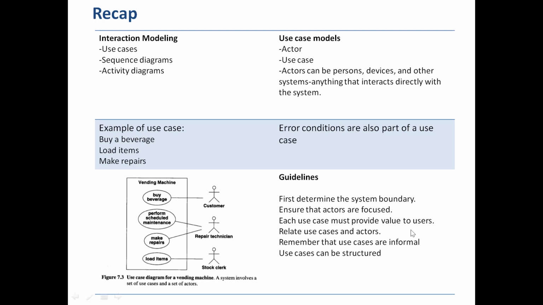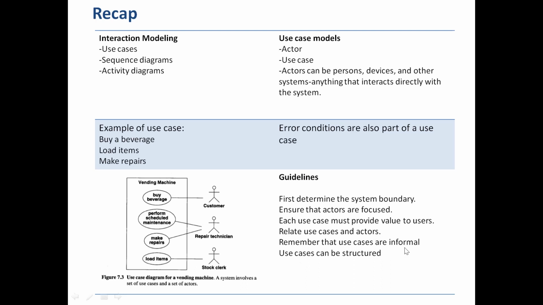Each use case must provide value to the users, right? It was talking about this abstract level, as I told you. It shouldn't be individual button clicks, but when you say buy beverage, everything that is included in buying a beverage, right? Relate use cases and actors. This relation that we are talking about, when you're connecting it through these lines, right? You cannot leave any actor unconnected, nor can you leave any use case unconnected. So at least one use case should be connected to at least one actor, and one actor should be connected to at least one use case. You just can't draw the use cases and say nobody is using it, or you just can't have actors and say it is not connected to any piece of functionality. That is what we mean by relate use cases and actors.